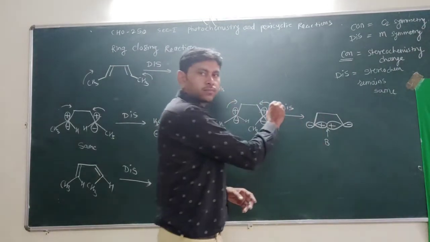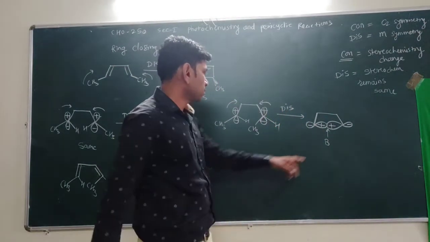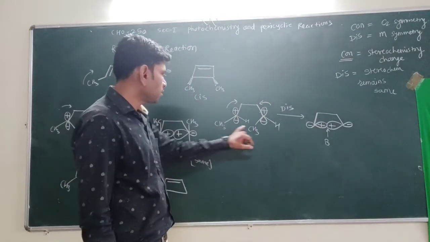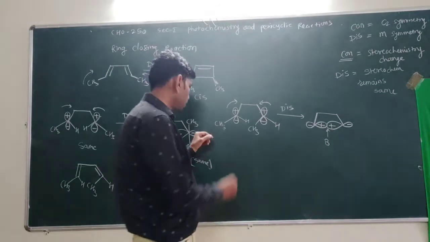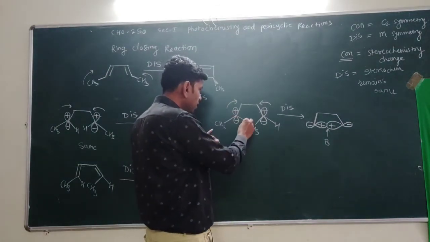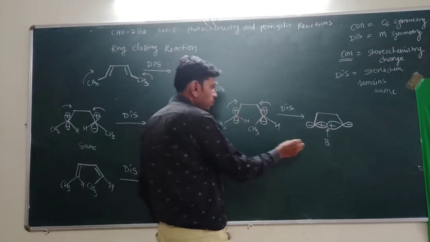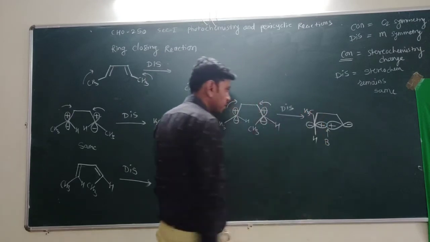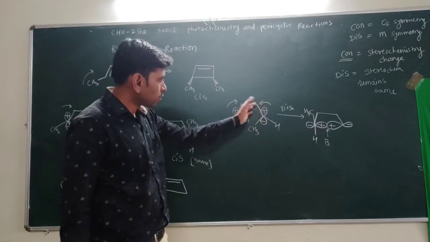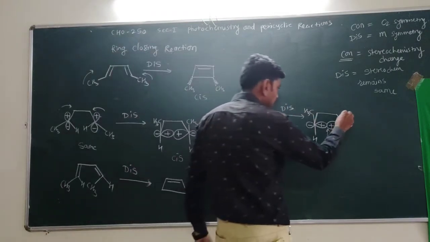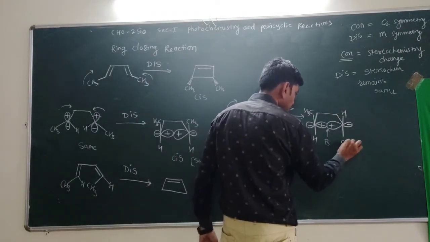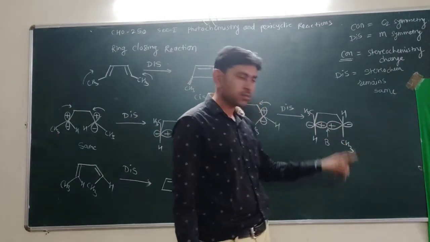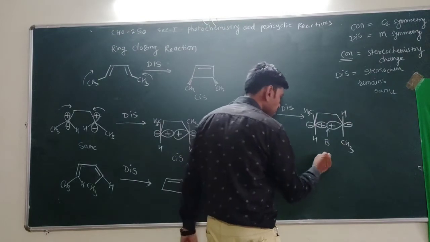Now in this bonding overlap, we have to consider the position of these groups, CH3, CH3. When this CH3 is rotated in the clockwise direction, hydrogen goes in the downward direction, CH3 goes in the upward direction. Now when rotated anti-clockwise, hydrogen goes in the upward direction and CH3 goes in the downward direction. So one CH3 is in the upward direction, another is in the downward direction. That means this is trans stereochemistry.